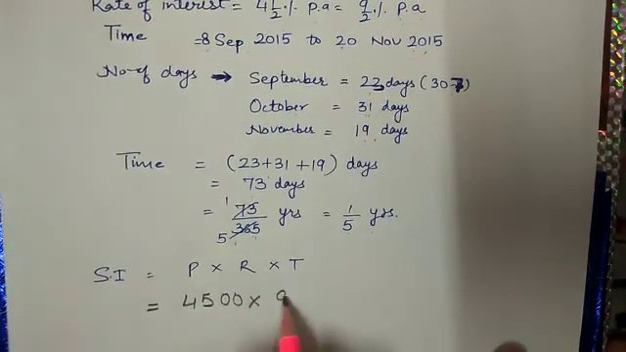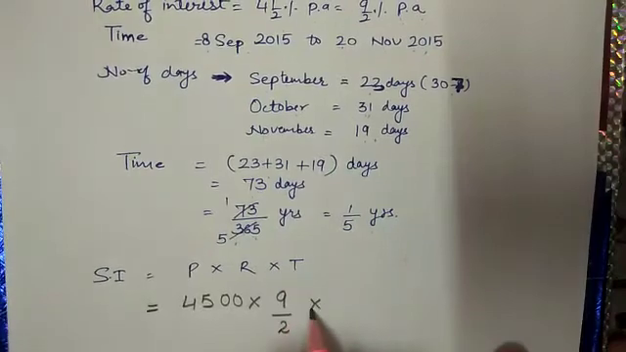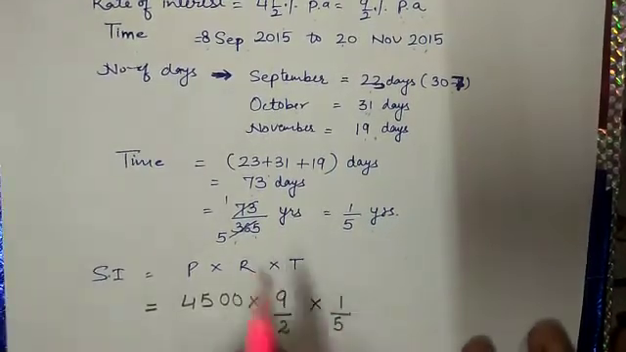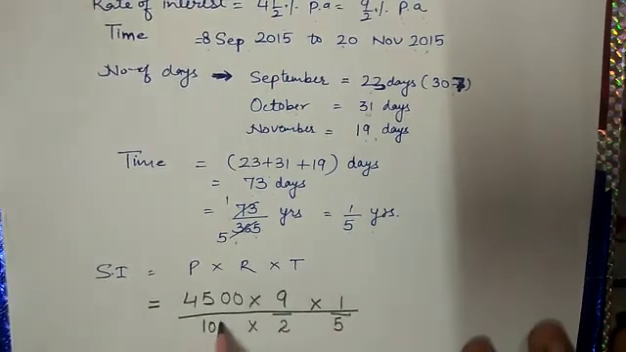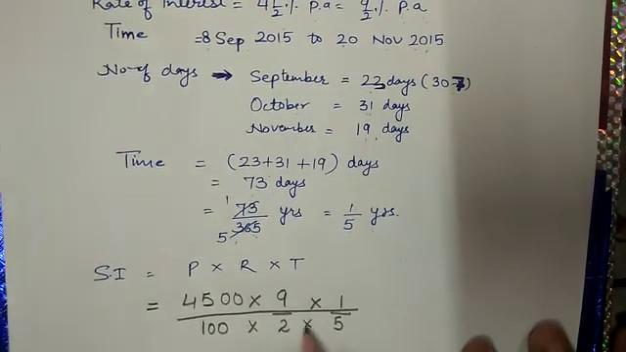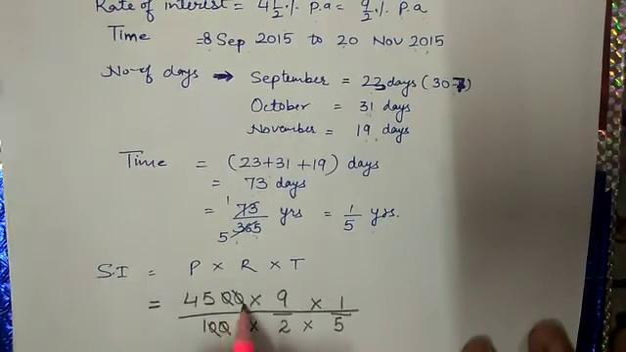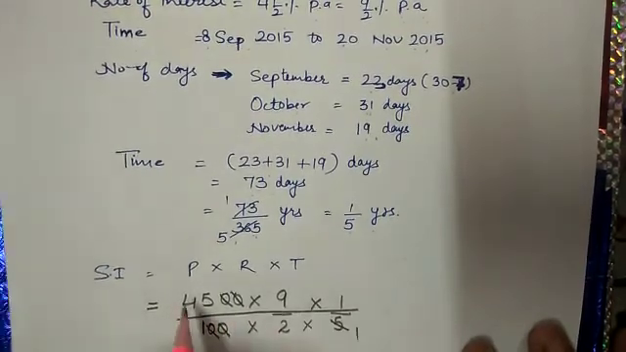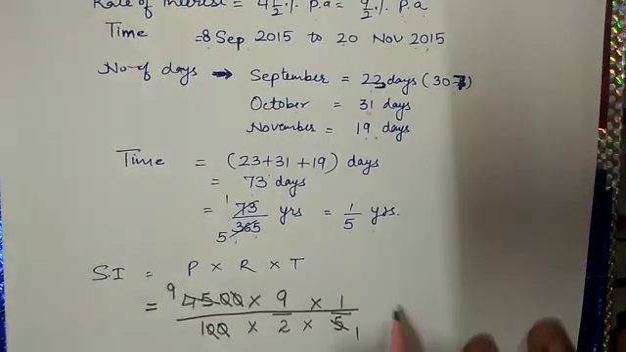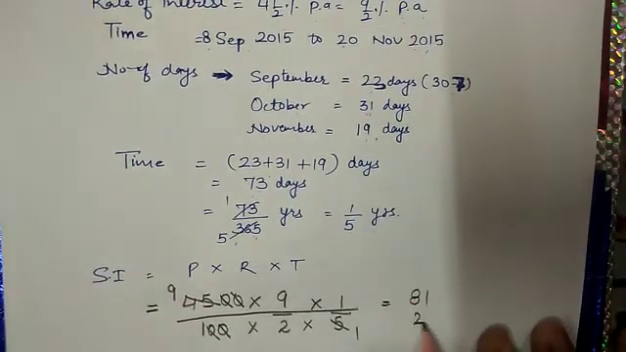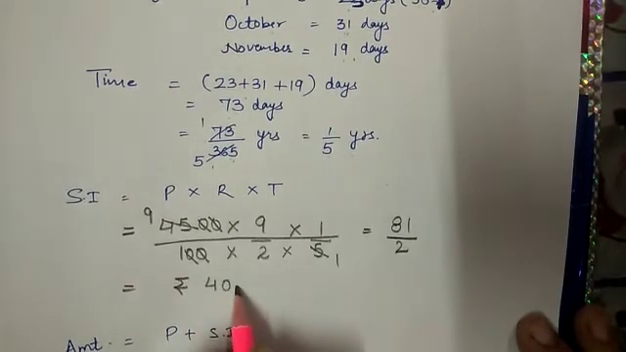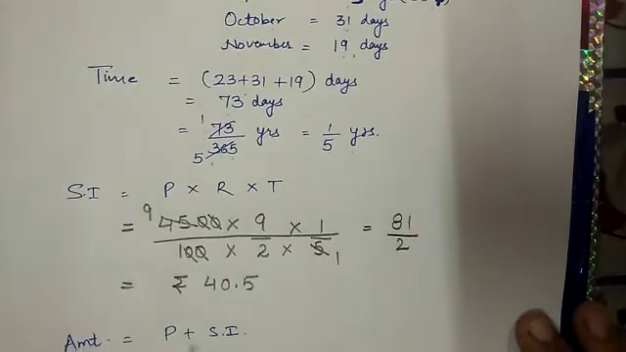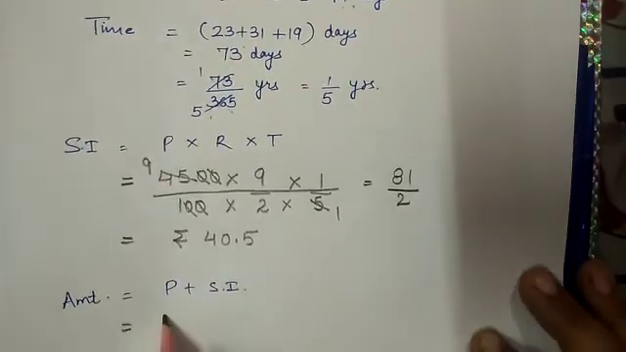Now principal is equal to rupees 4,500. Rate of interest is 9/2 and the time is 1/5. This is 9/2%, so for the percent we will write 100 in the denominator. Fine. Now do the cancellation. 5 9s are 45. It became 81/2. Now convert this expression into decimal form: 40.5.